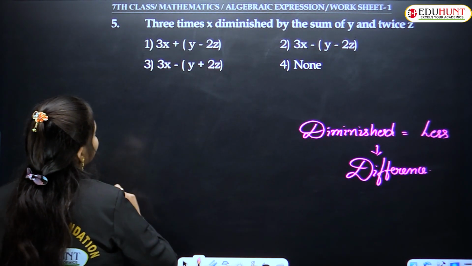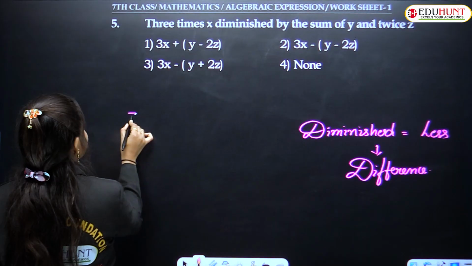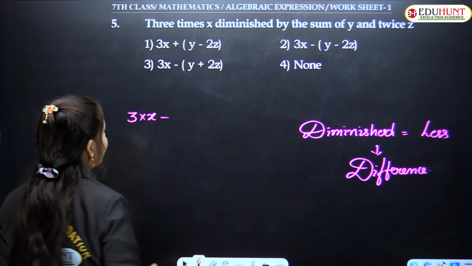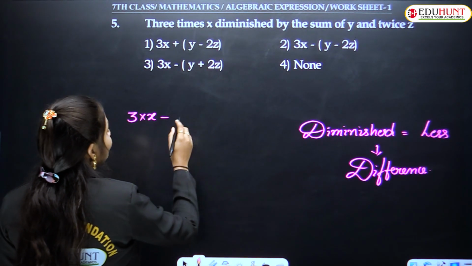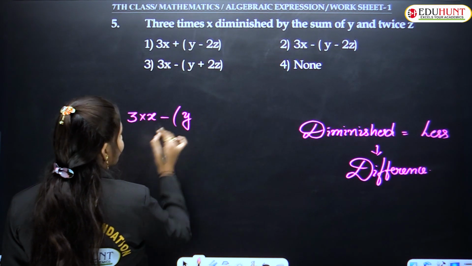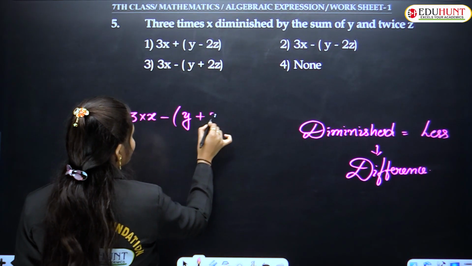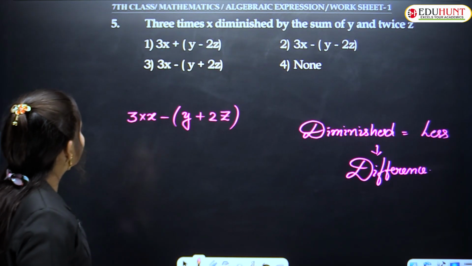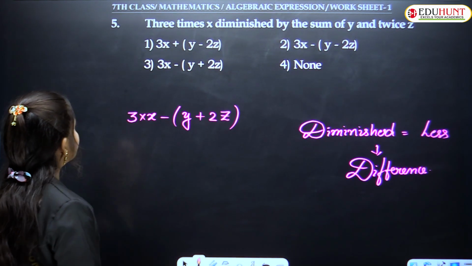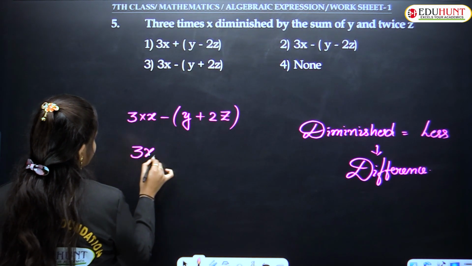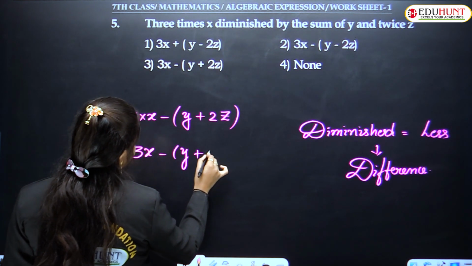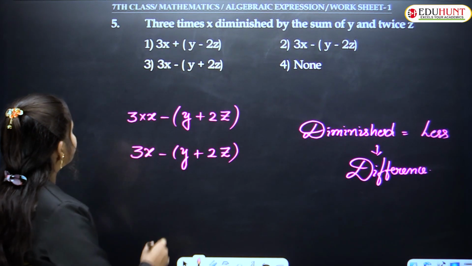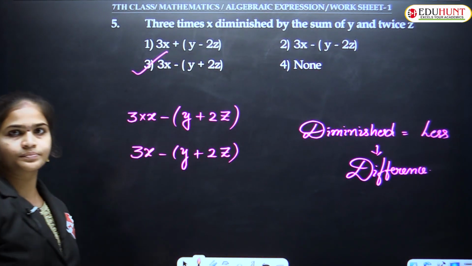Difference means subtraction, right? 3 times x diminished by the sum of y and twice z, where twice z means 2z. So this is the required expression: 3 into x is 3x, minus of y plus 2z. Clear? As per this, which option is correct? Option 3 is correct.